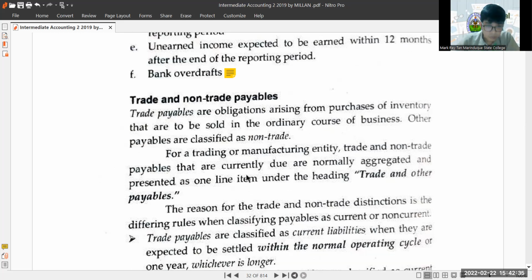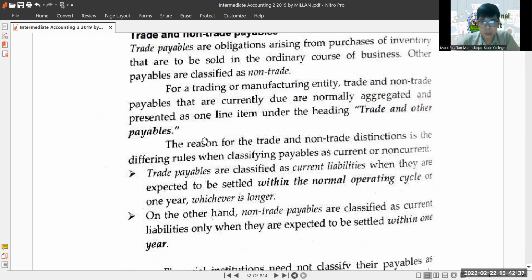Basahin ko ulit. Maganda ito, no? Paki-highlight ito, guys. Please focus on this discussion. The reason for the trade and non-trade distinctions is differing rules when classifying payables as current or non-current. Trade payables are classified as current when they are expected to be settled within the normal operating cycle or 1 year. Kanina pa to, inuulit-ulit na lang natin. Pero ang mahalaga dito, class, itong term na to, whichever is longer.